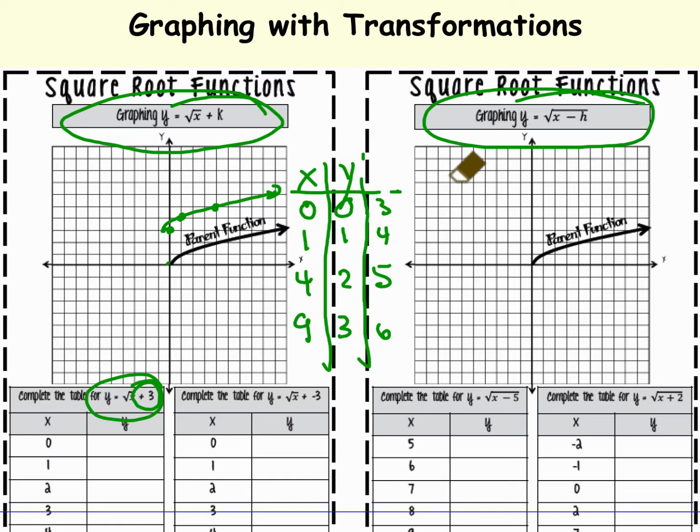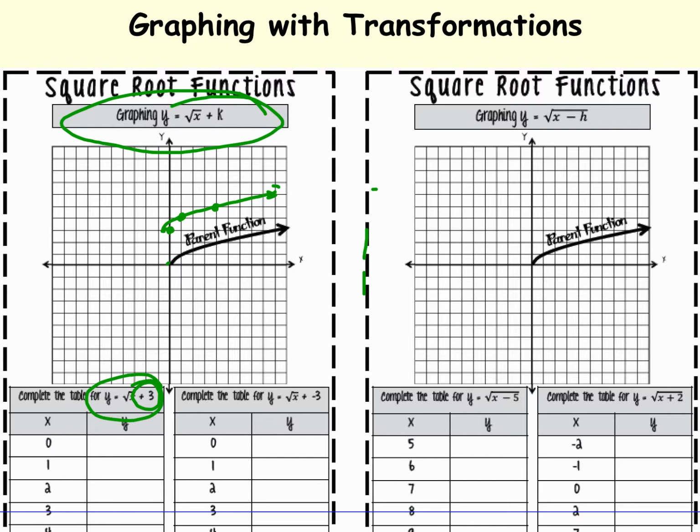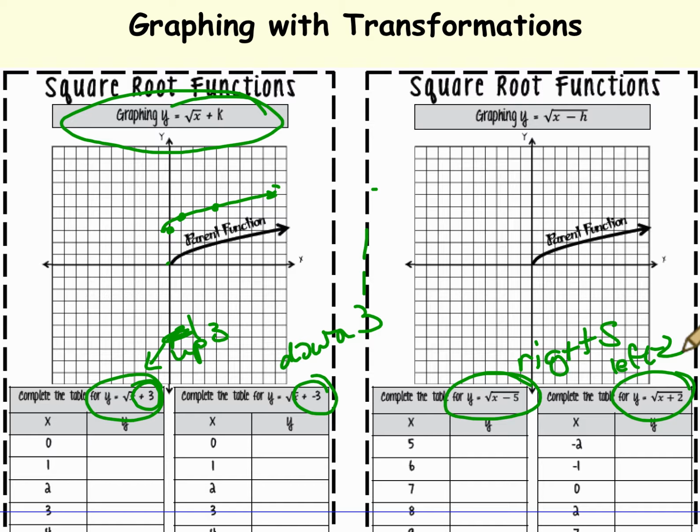Okay, so this one right here says square root of x minus 5. So if I start with my parent function, and if that method is a little bit confusing for you, think about what we did before with absolute value functions. We said, okay, when adding or subtracting outside of the parent function, this would move it up 3, and this would move it down 3. So what would this one do? It would move it right 5, and this one would move it left 2.